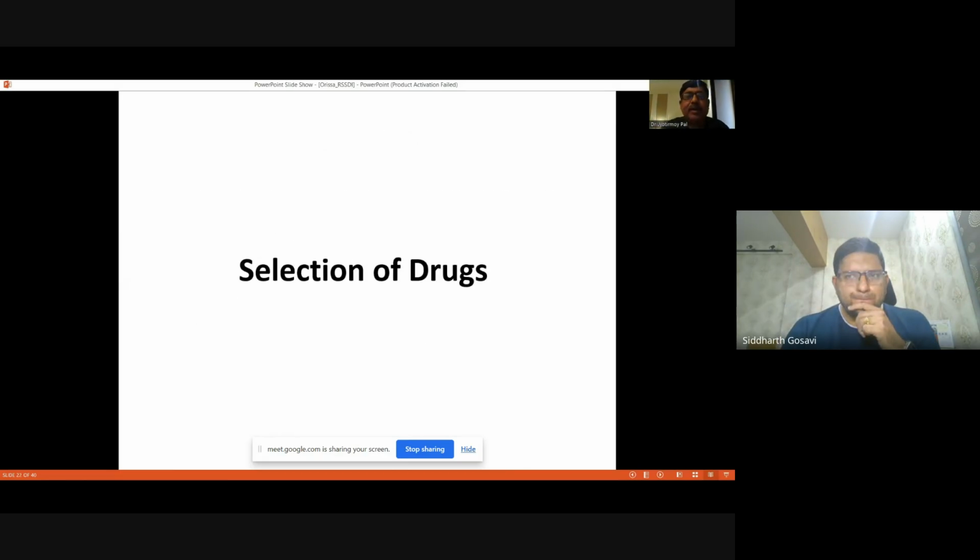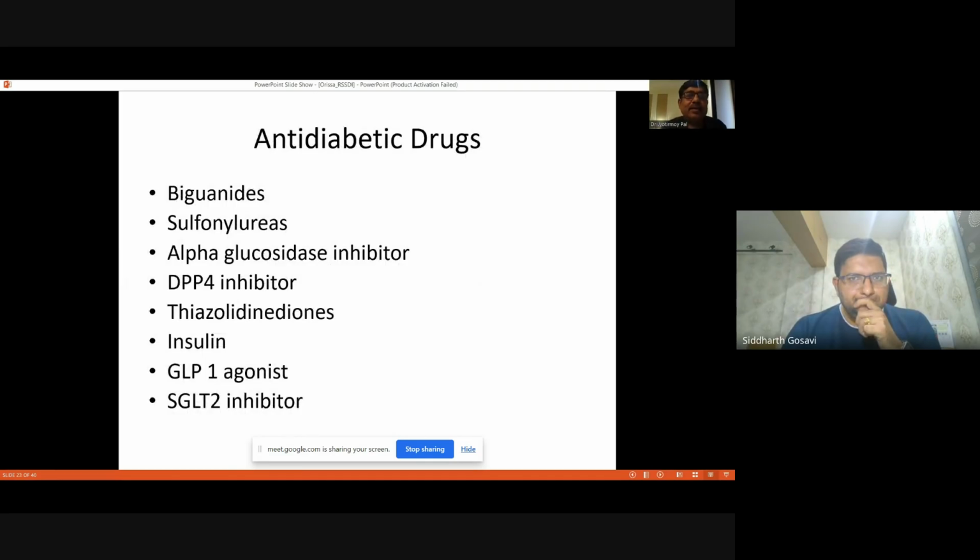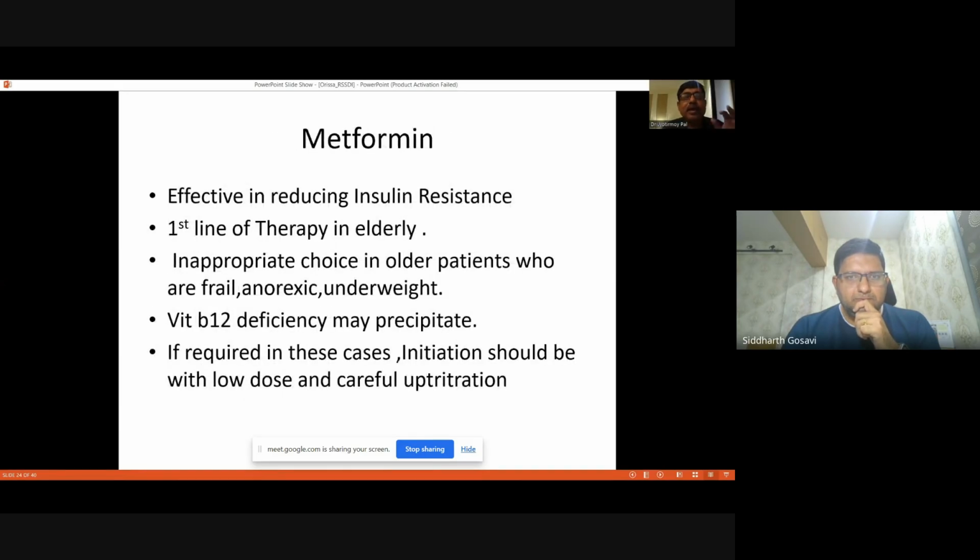Next, selection of the drugs. There is a battery of drugs: biguanide, sulfonylurea, alpha-glucosidase inhibitors, thiazolidinediones, insulin, GLP-1 agonist, and SGLT2 inhibitor. These are the drugs in your basket for treatment of the diabetic patient. So we are coming one by one.